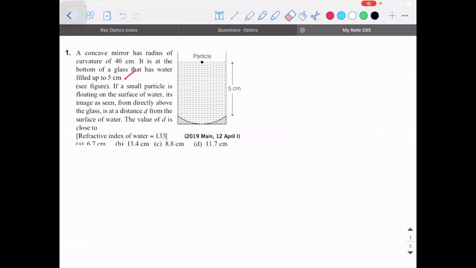Let's try this problem out. So how is mu defined in terms of real depth and apparent depth? Suppose you have a rarer medium and a denser medium. Let's take this as an example. So the particle is placed here. The small particle is floating on the surface, and its image as seen from directly above the glass is at a distance t from the surface.